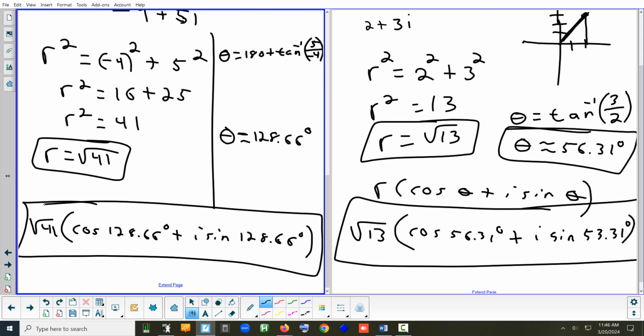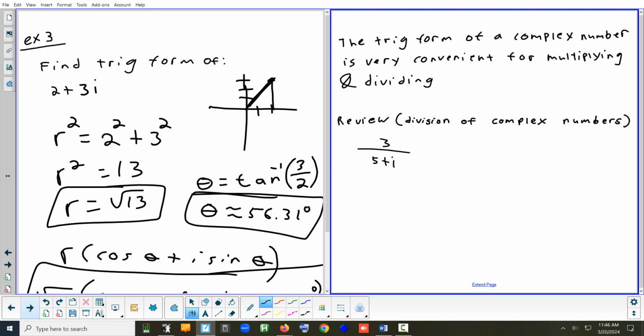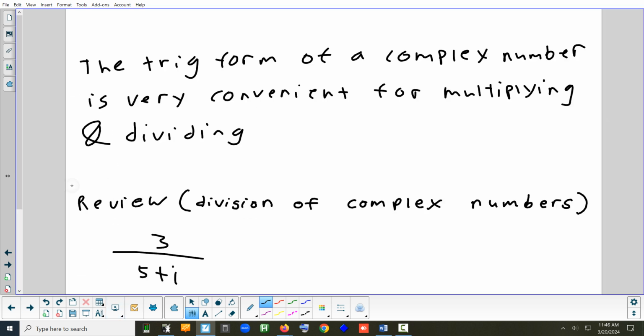Okay. So now, besides just being fun, why do we do it? It gives us a very quick way to multiply and divide. What I want to do first is go over the old way. We've done this before, dividing complex numbers. We'll do it the old way, and then I'll show you how much faster the new way is.